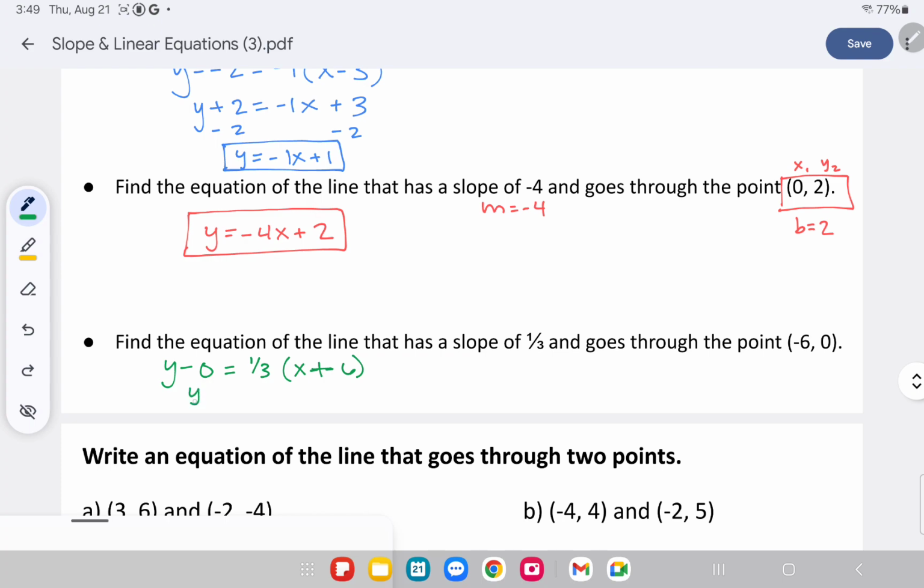Y minus 0 is just y. I'm going to distribute the 1/3, x plus 2. So our equation in slope-intercept form is y equals 1/3 x plus 2.